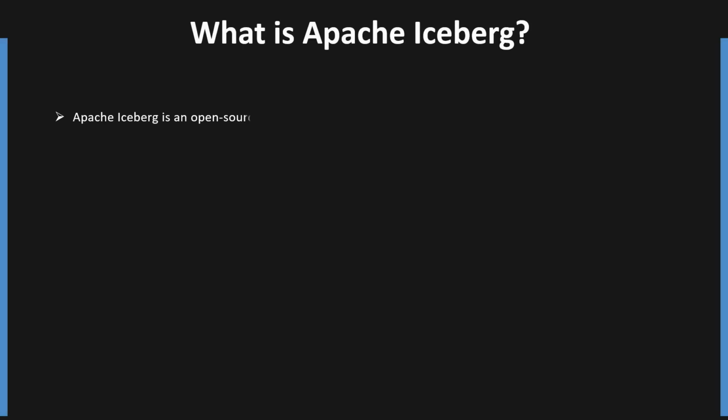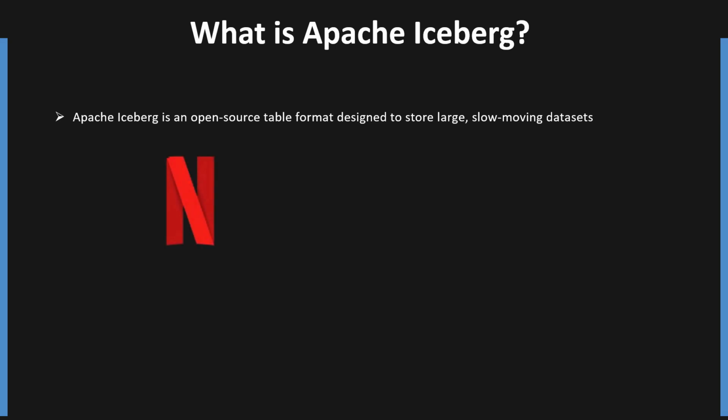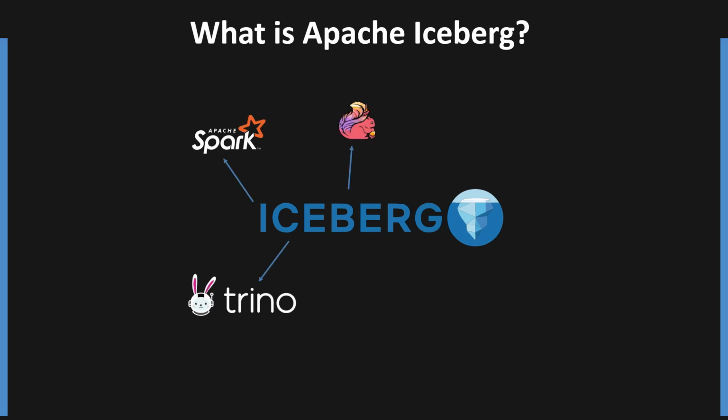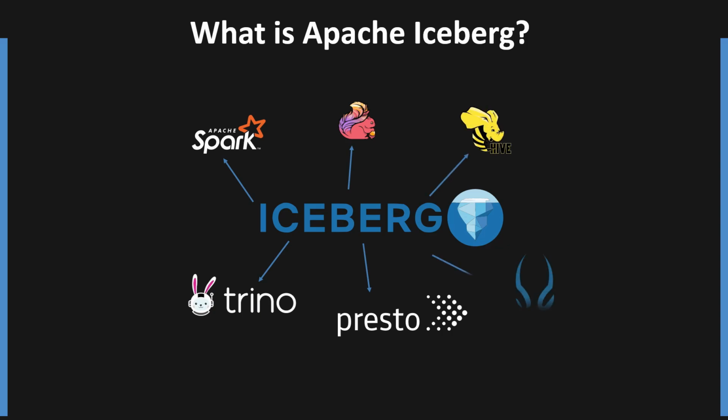Apache Iceberg is an open source table format designed to store large slow-moving datasets. It was initially developed by Netflix and later donated to the Apache Software Foundation. Iceberg is optimized for big data analytics and is compatible with various data processing engines like Spark, Trino, Flink, Presto, Hive, and Impala. This makes it a versatile tool for managing and analyzing large datasets efficiently.